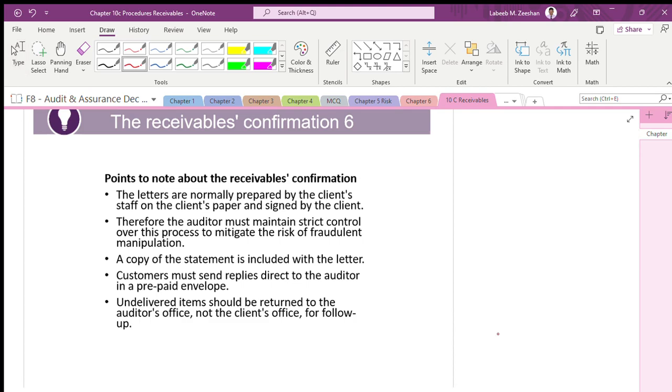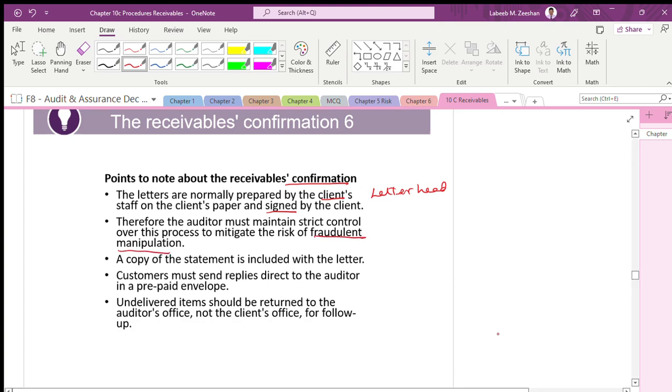Now, whenever we are receiving the confirmation, it is normally prepared on the client's letterhead. That's very simple. It has been signed by the client. Therefore, the auditor must maintain strict control on this process, in order to mitigate any risk of fraud. There should not be any manipulation.